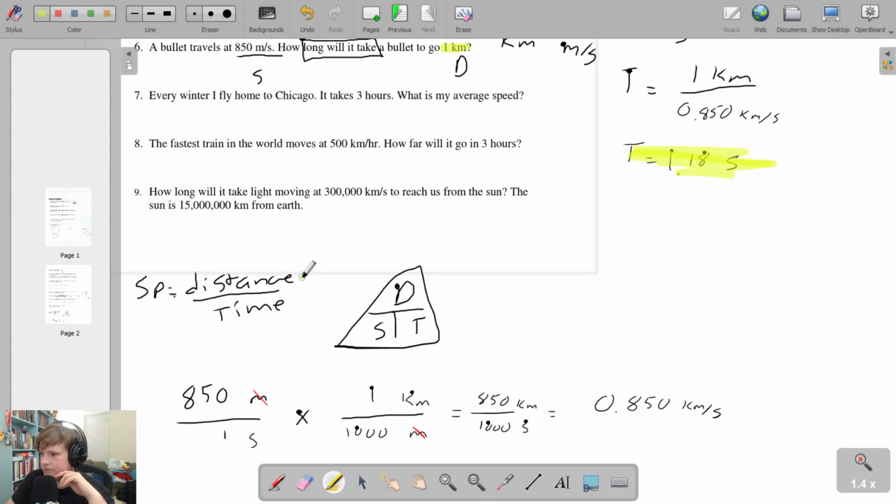Okay, number 7. You okay if I erase all this? Because I'm erasing all this. Goodbye.